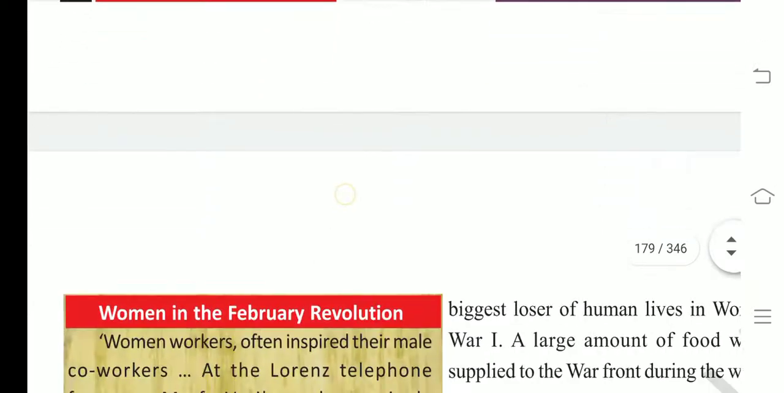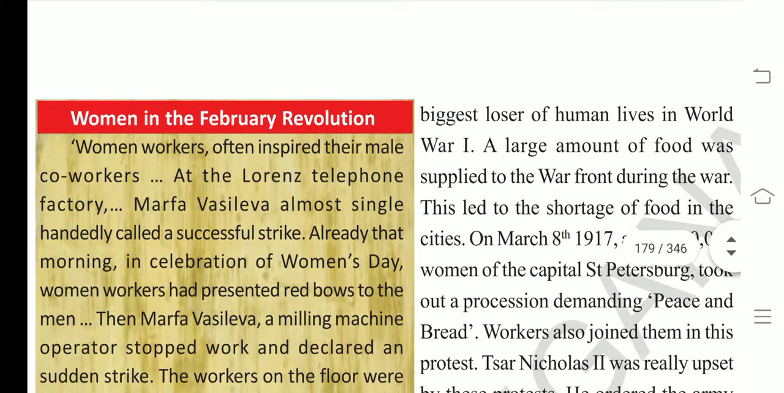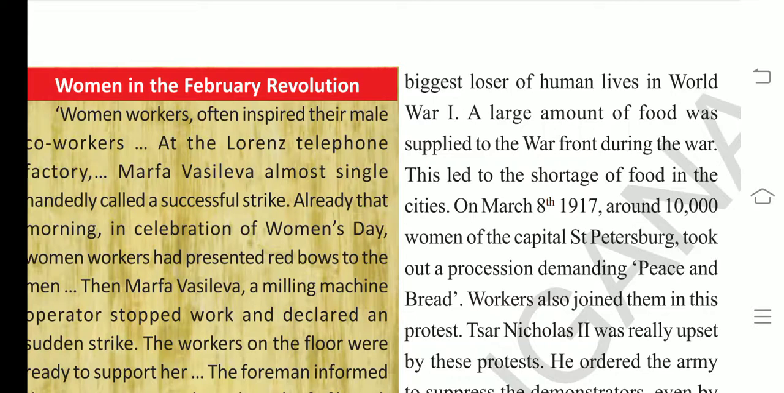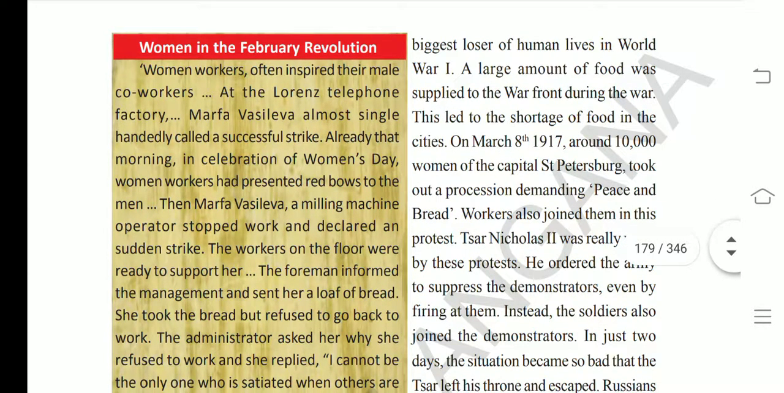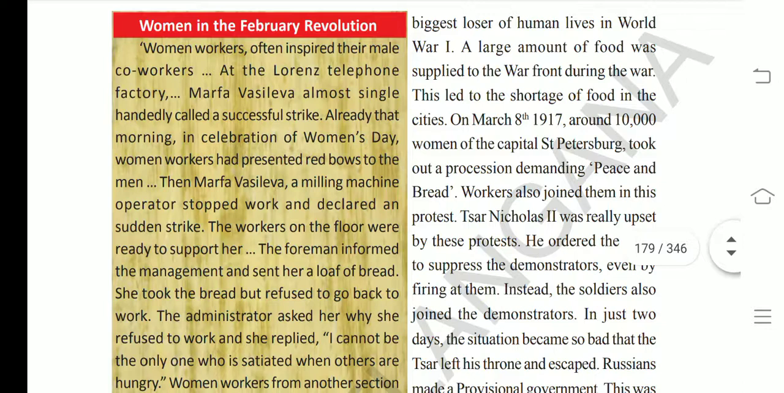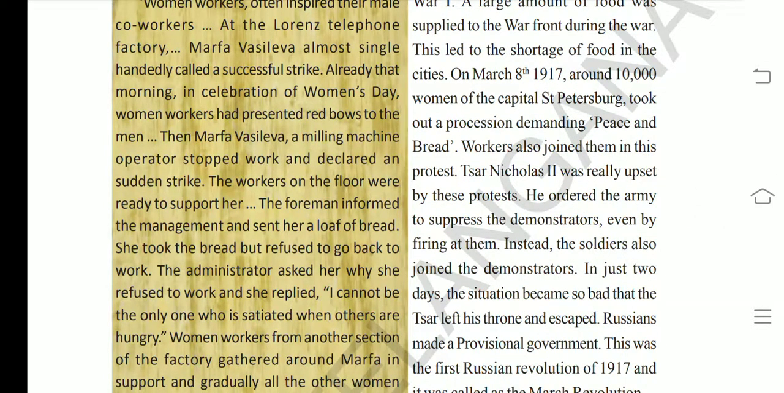Due to World War One, there was a shortage of food. Russia had supplied a large amount of food for the war front, and that led to shortage of food for many people in the Russian Empire. So people were not getting food. There was a food crisis in the Russian Empire. Around this time we see March 8th, 1917.